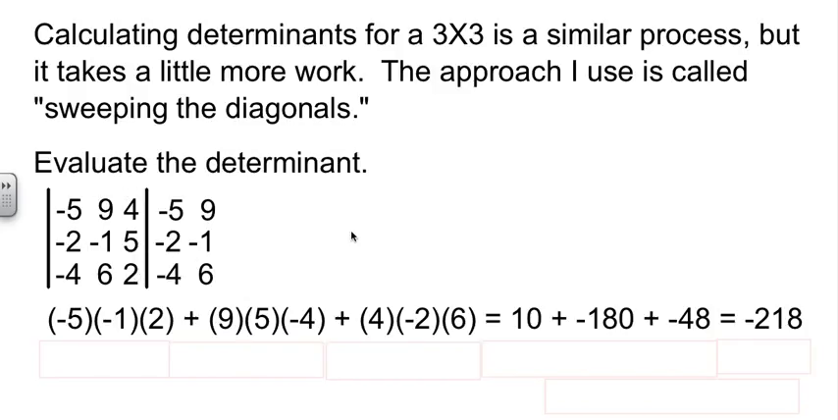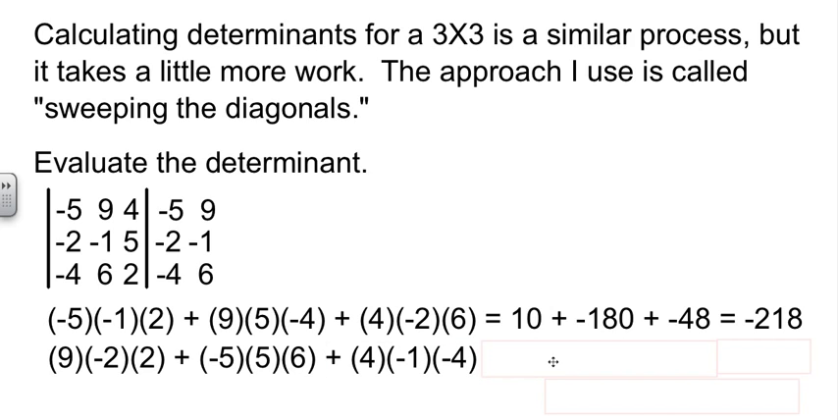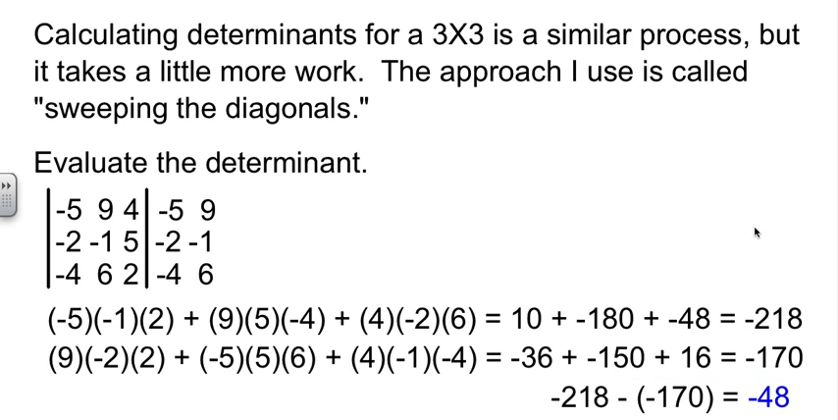Now remember, the rule was down to the right minus down to the left. Now we need to go down and to the left. Down and to the left. Down and to the left. Okay. So we'll do the down and to the lefts. And we'll add those 3 things together. Put the arithmetic through in the calculator. And now it's the down to the right minus down to the left. Gets me my determinant.